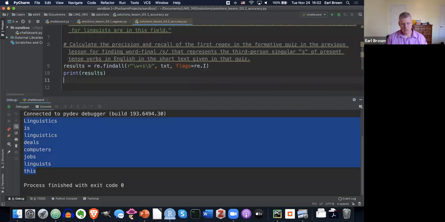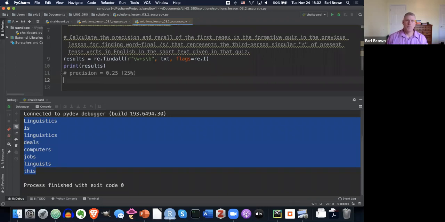Okay, let me just kind of write that right here. Precision as a comment, because it's computer code here. Precision equals 0.25 or 25%. How about recall?